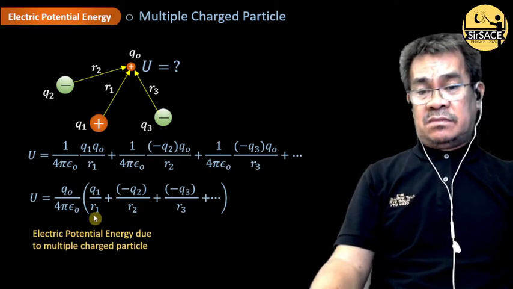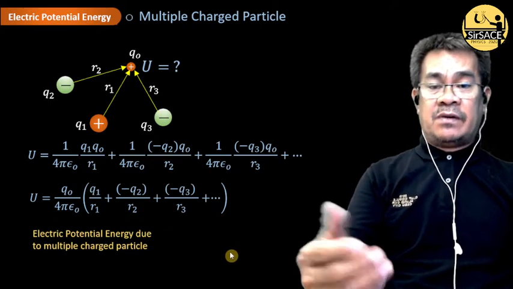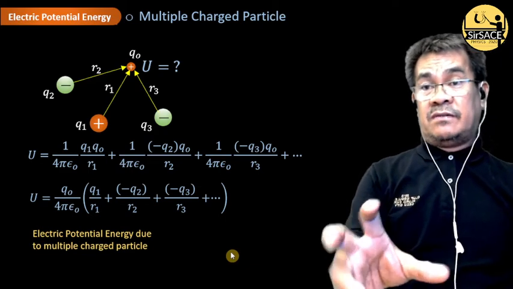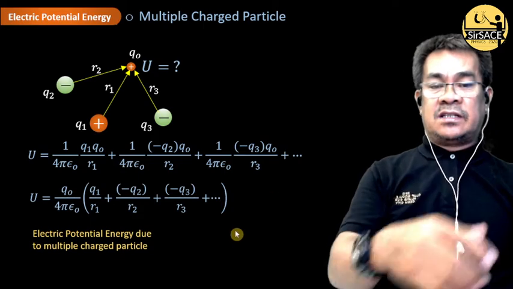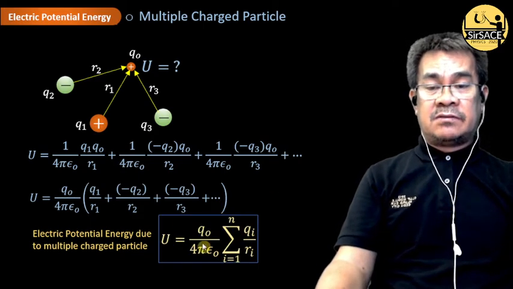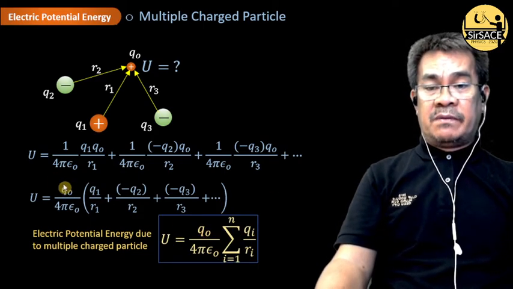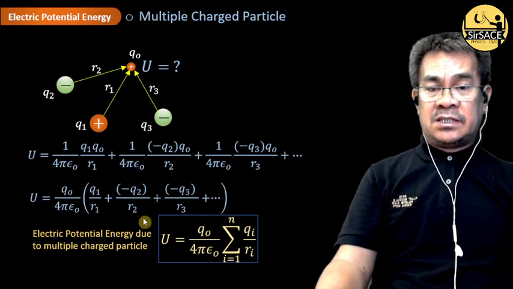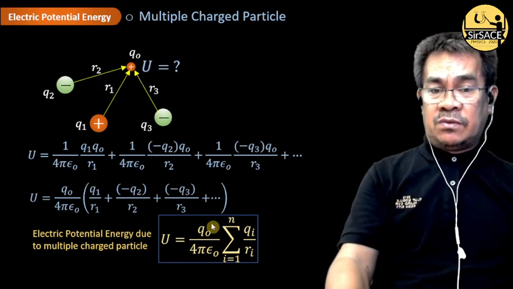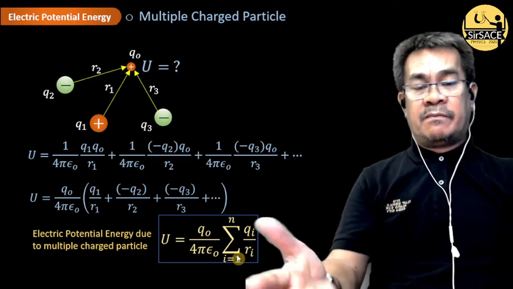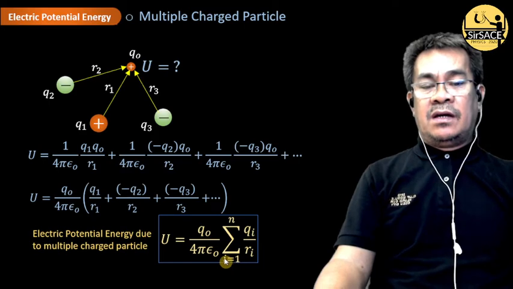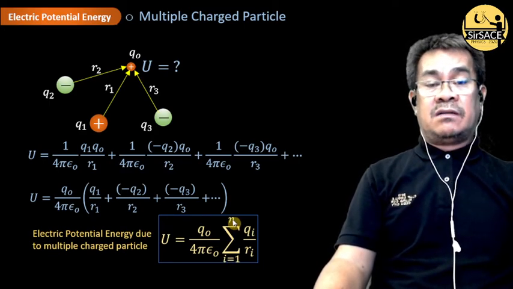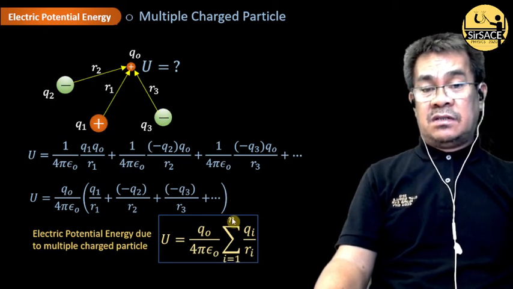Now we can present this in terms of a power series in order to make it convenient for us to handle, and we avoid this dot dot dot. So we can use this power series. Q naught over 4 pi permittivity is this one, while in this parenthesis, we sum up. Take note, we use the word sigma for the power series, summing up all. I starts from 1 to any number. Let us say 10, for example, there are 10 charges. So this will be 10.